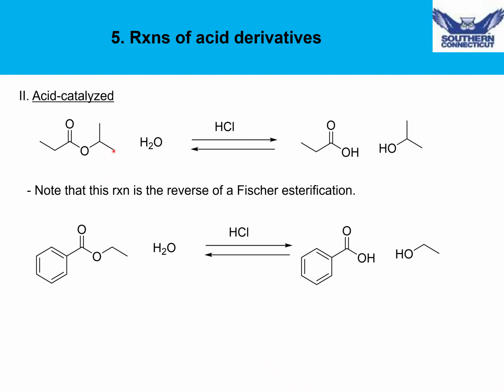Now notice this reaction is the reverse of the Fischer esterification reaction. In the Fischer esterification, we started with a carboxylic acid and an alcohol, added HCl to get an ester and a byproduct of water. Here's another example. Here is ethyl benzoate. If we add water and HCl, we can hydrolyze that ester into a carboxylic acid and ethanol.